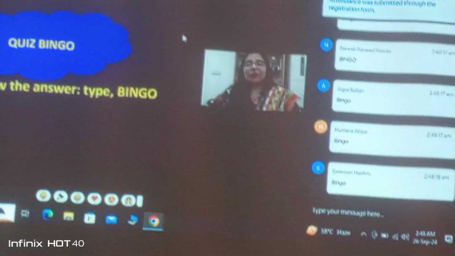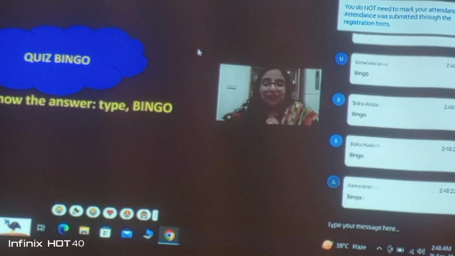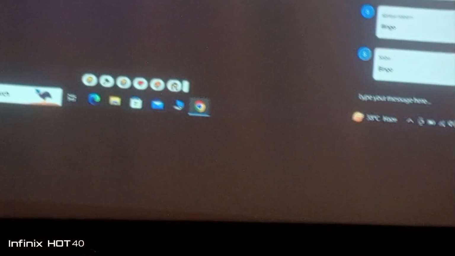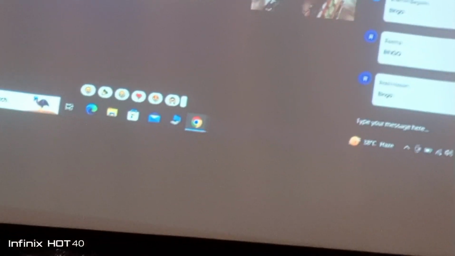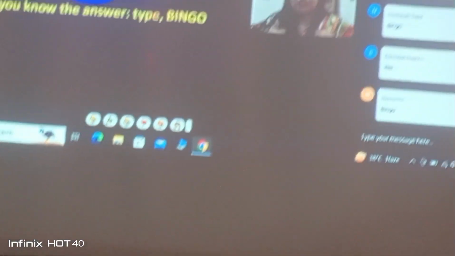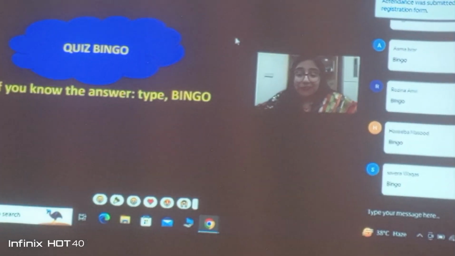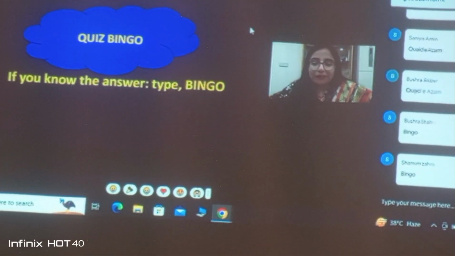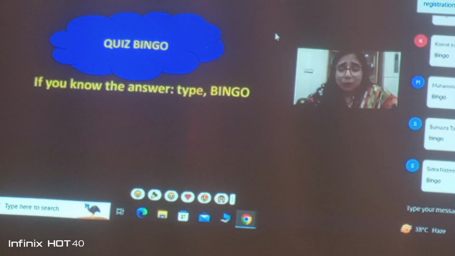Samreen, what is the answer? Anisa, what is the answer? Zair Rahman, what is the answer? Those whose names I am calling, they have to tell me the answer. Munassa, what is the answer? Only those whose names I called have to give me the right answer. So give me the answer to who is the founder of Pakistan. Sania, answer. Okay, Nadia, answer. Arusa, answer.